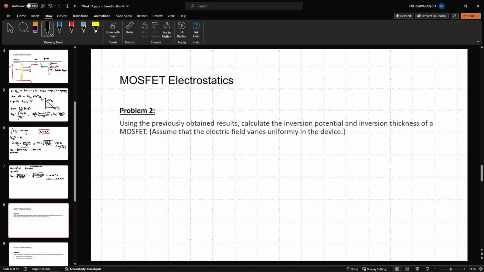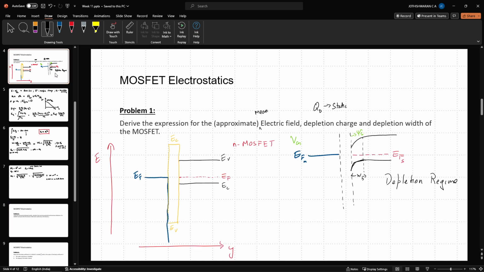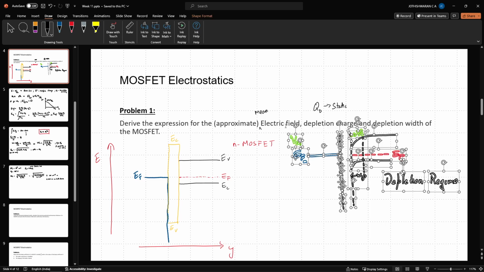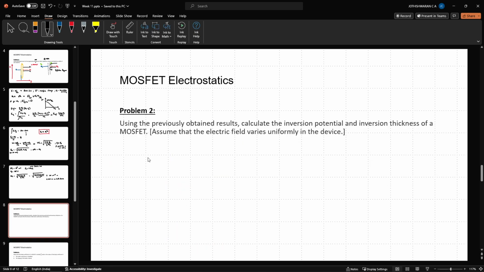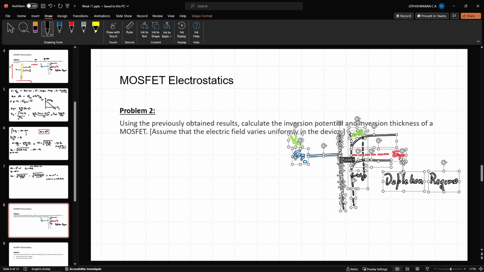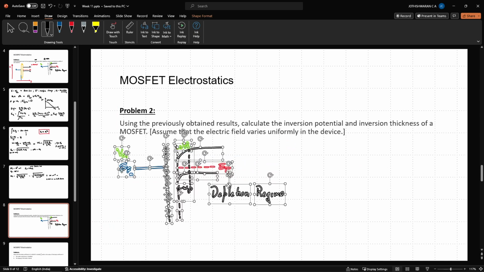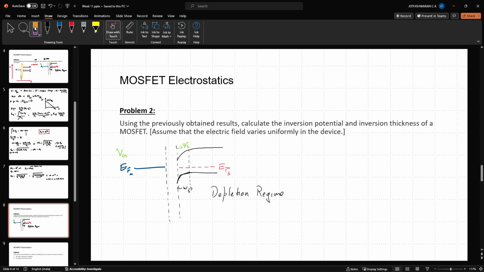Using the previously obtained results, calculate the inversion potential and the inversion thickness of the MOSFET. So now what we have to do is go ahead and discuss the notion of inversion. For that, I'm just going to copy this figure from here and paste it over here. Yes, that will save me a lot of time.